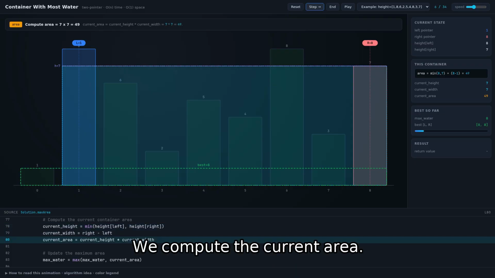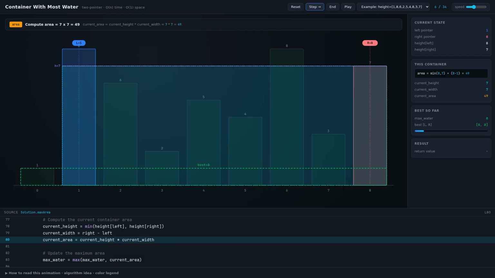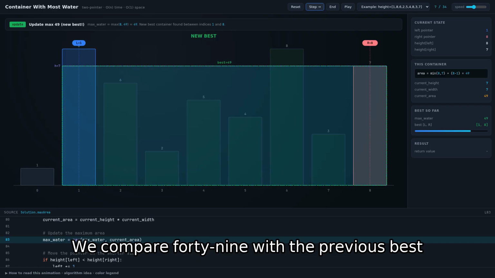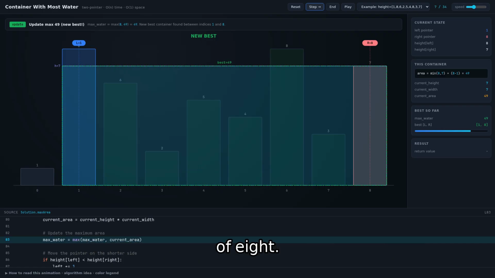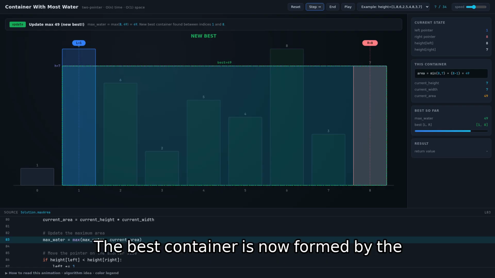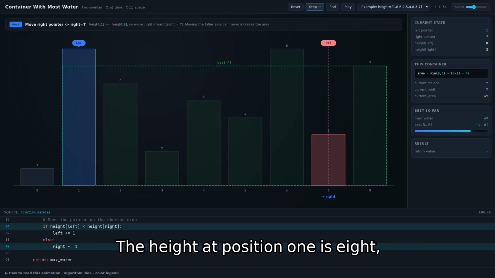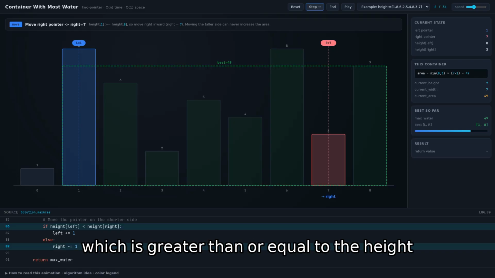We compute the current area. 7 times 7 gives 49. We compare 49 with the previous best of 8. 49 is larger, so it becomes the new maximum. The best container is now formed by the lines at position 1 and position 8. Now we decide which pointer to move. The height at position 1 is 8, which is greater than or equal to the height at position 8, 7.